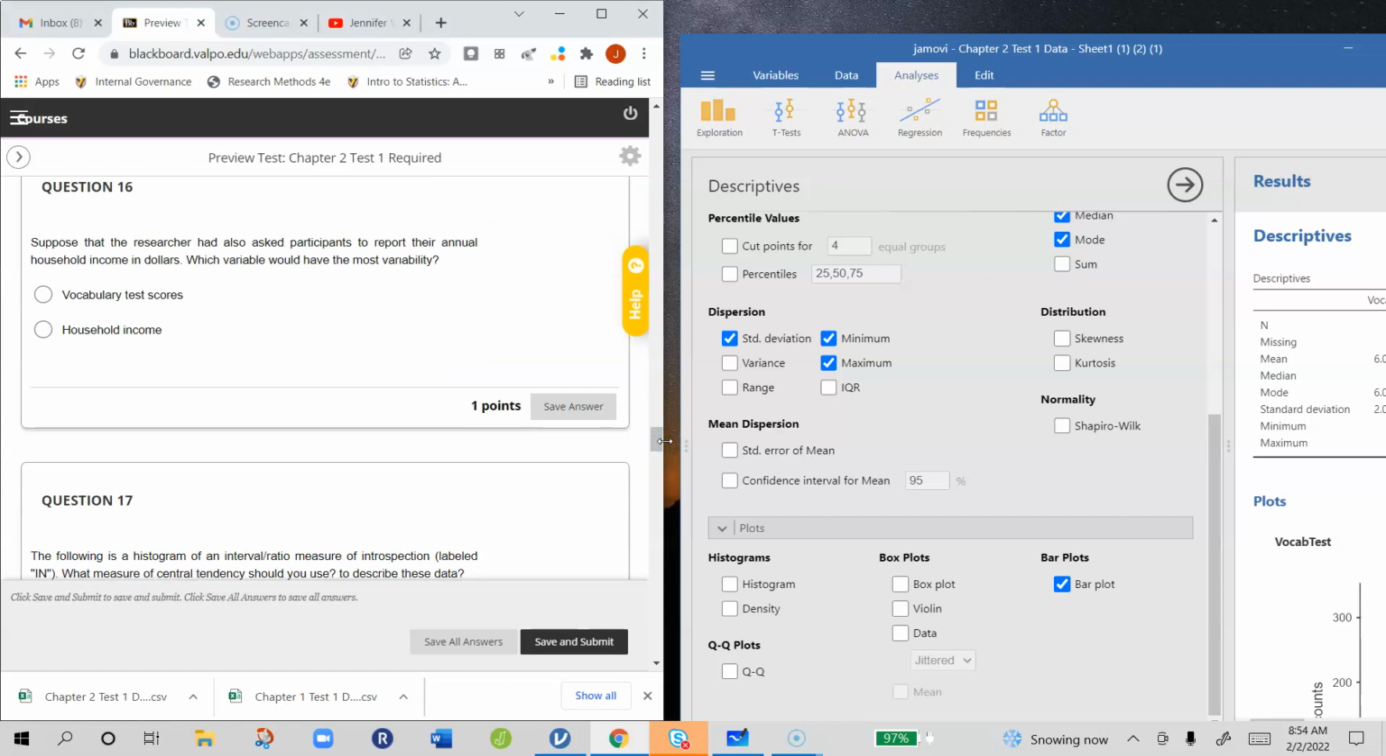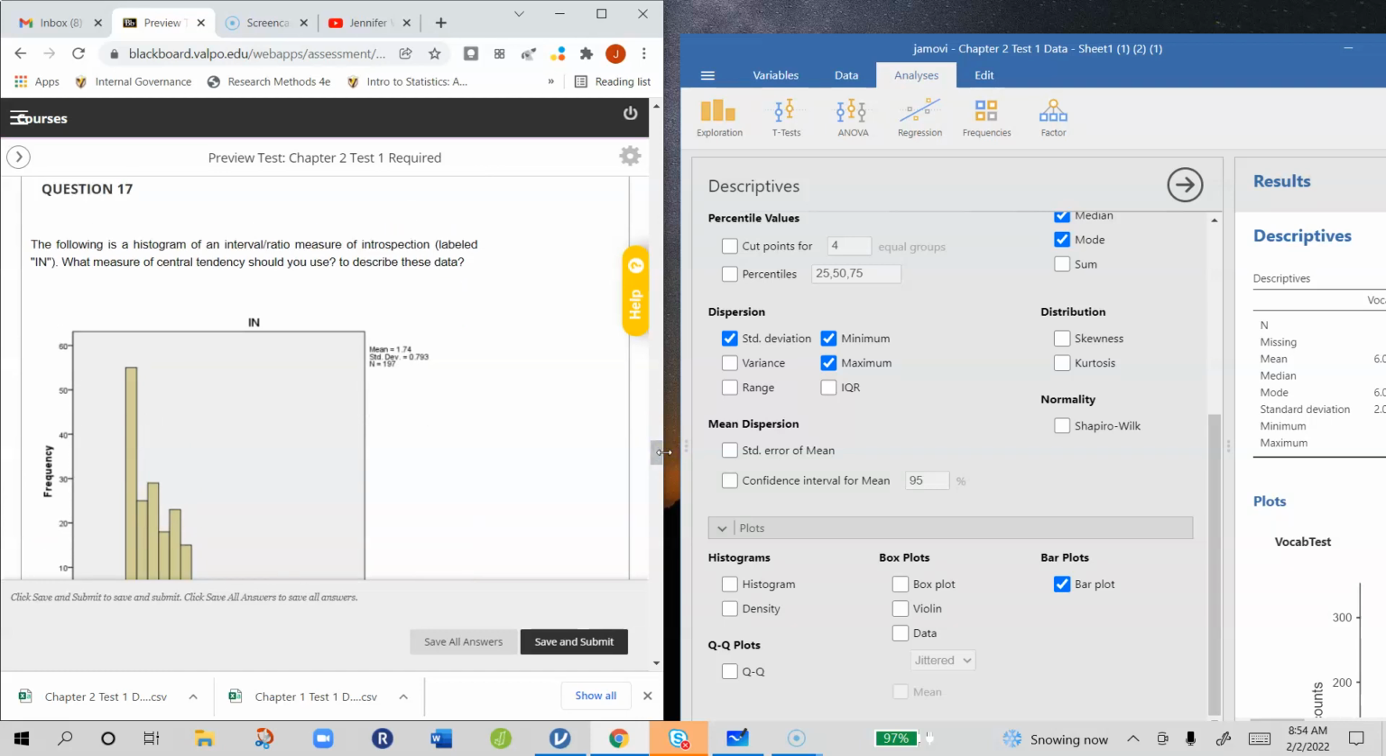Number 16, suppose that researchers had asked participants to report their annual household income. Which of the following variables would have the most variability? Vocabulary test scores or household income, right? So if you think about vocabulary test scores, they could really only range from 0 to 10, whereas household income can range from 0 into the millions. There's going to be far more variability in people's household income than their vocabulary test scores.